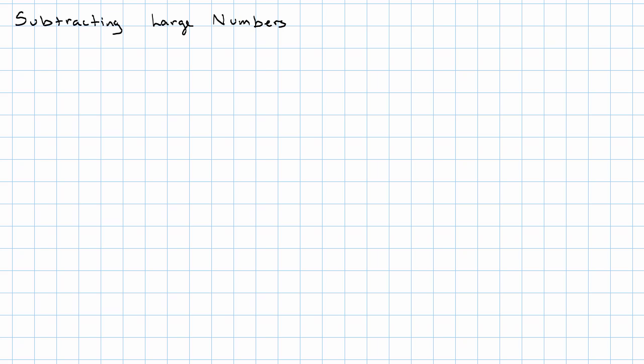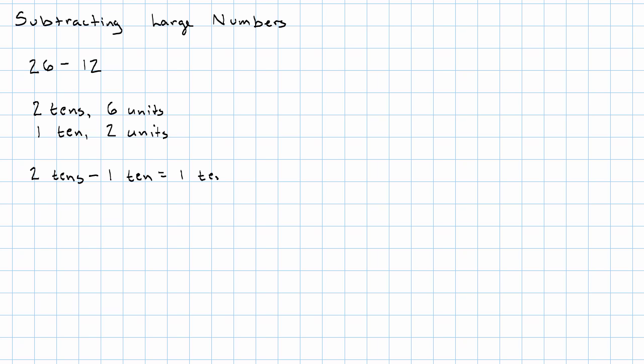This also helps us, just like it did with addition, when we go to subtract large numbers. If we want to subtract, for example, 26 minus 12, well, 26 is 2 tens and 6 units. 12 is 1 ten and 2 units. 2 tens minus 1 ten leaves us 1 ten. 6 units minus 2 units equals 4 units. 26 minus 12, 1 ten, 4 units is 14.